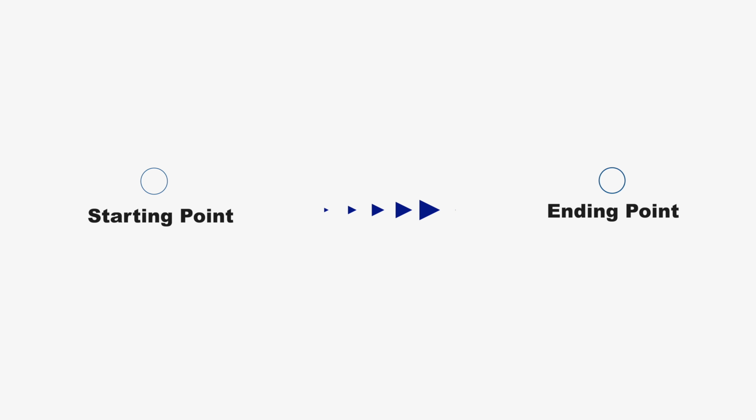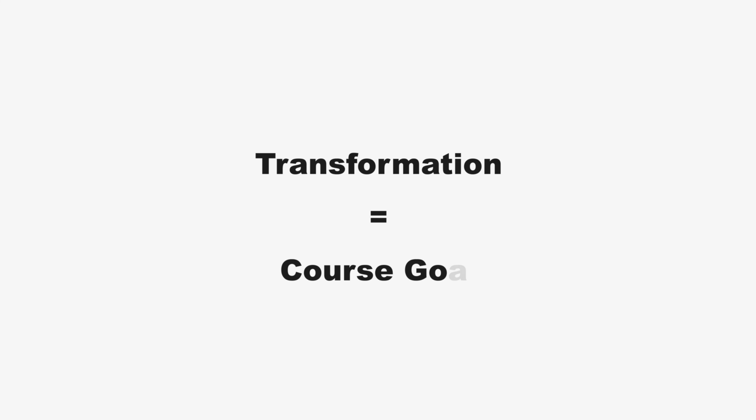What transformation do you want your students to have when they take your course? How will they be different at the end of the course at their ending point than at the starting point? What change will your course lead them to? This transformation is your course goal.